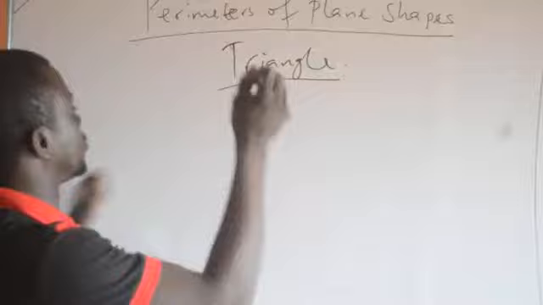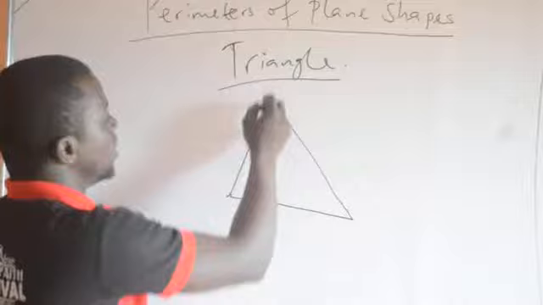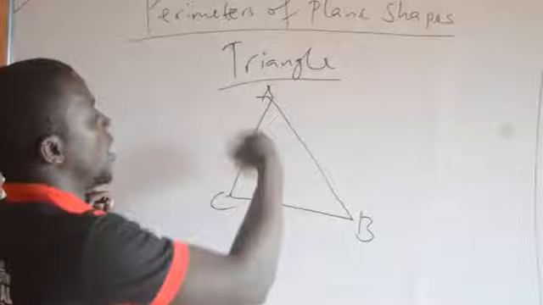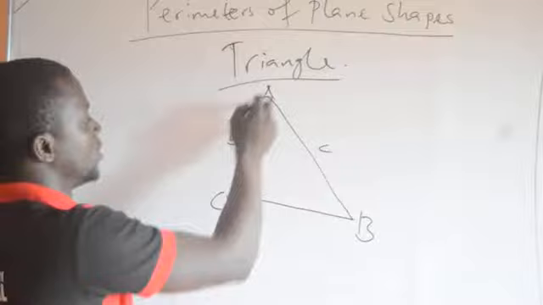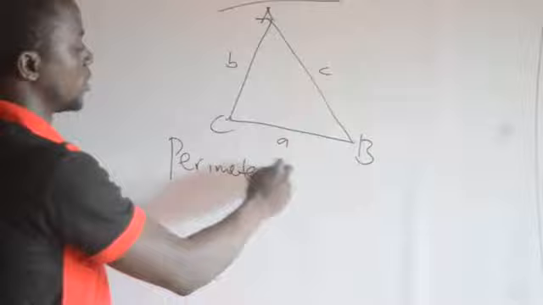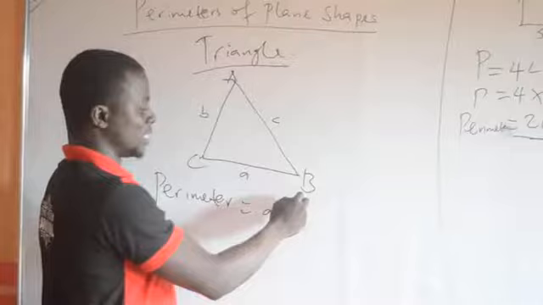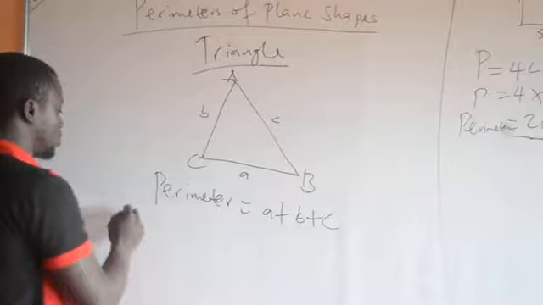Alright, so this is a triangle. Let us draw a triangle and call it A, B, C. Let me assume that here is smaller than C, here is smaller than B, and this opposite side is smaller than A. So the perimeter of a triangle is equal to adding all the sides together. Let's say side A plus side B plus side C. It's very, very simple to determine. Let's take example 3 now.